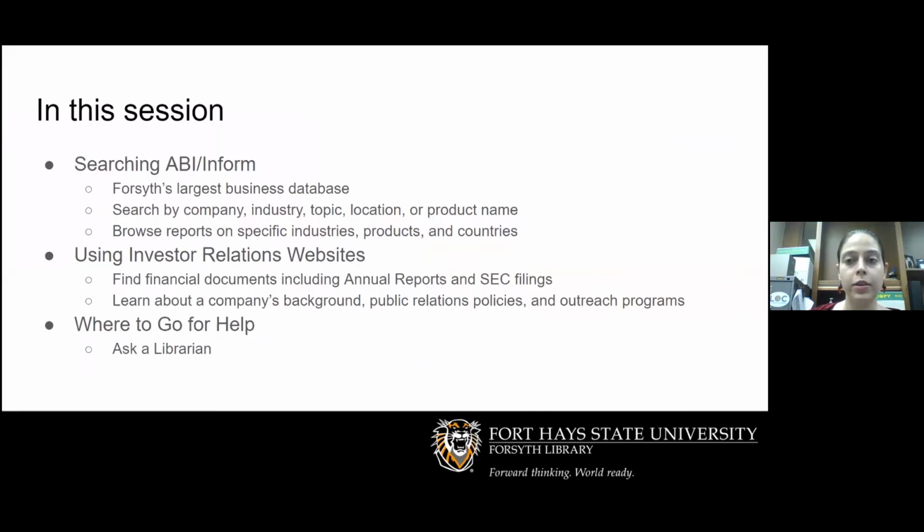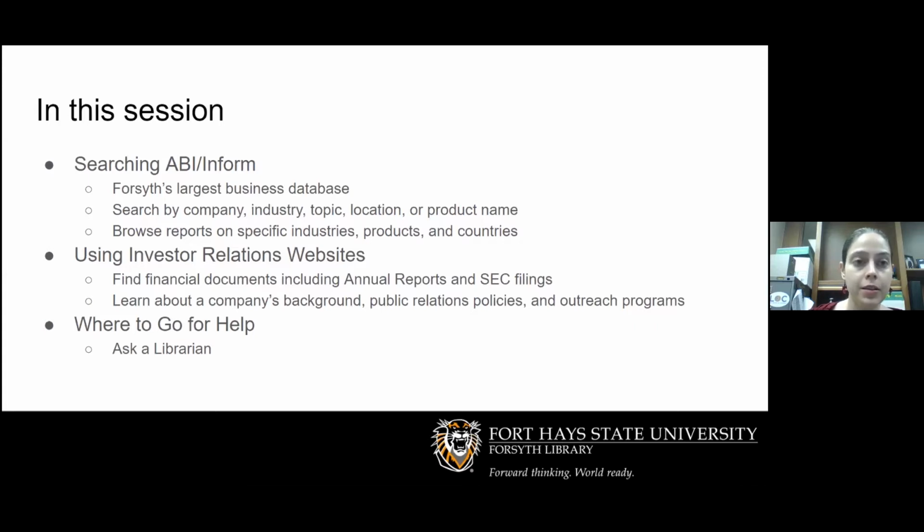Before we start, I just want to do a brief overview of what we'll be covering today. We're going to be going over searching ABI Inform, which is one of our largest business databases. It has a lot of different options for searching, and it also has some reports you can browse on specific topics. After we've done that, we'll talk a little bit about investor relations websites. I see we have several faculty members here, so you all may not need to go over that as much, but I find that for students, it's really helpful to become familiar with those so that they can find financial documents and other information about the company.